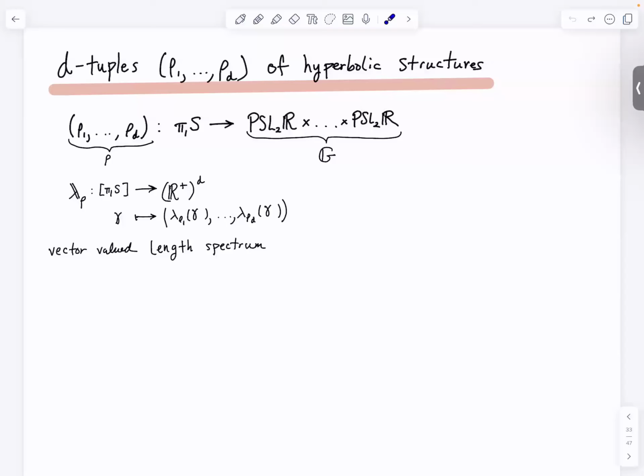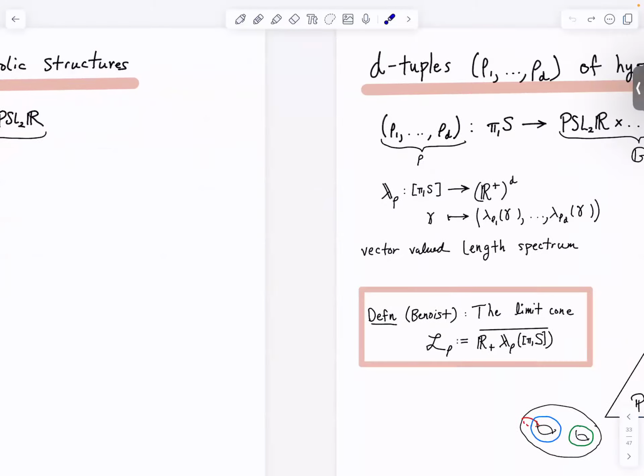to the setting of d-tuples of hyperbolic structures. So now, instead of taking two hyperbolic structures, obviously the natural thing to do if you're trying to construct a metric on Teichmüller space, like forget about a metric, I don't care, I just want to take d hyperbolic structures and compare them all at once, okay? So what do I get? I get an R^d valued length spectrum, right? For each closed curve gamma, I can take the length in each of the d hyperbolic structures, so I get a d vector. So I regard this as a vector valued length spectrum.